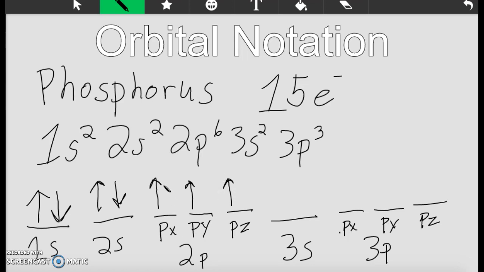Then we go back and start pairing them up, because Hund says we want to fill empties first. So we filled all the empties. Now we go back and give them their neighbors. And then Pauli exclusion says we get opposite spin. So these ones are going to be downs. Down, down, down. 3s, be an up and a down.